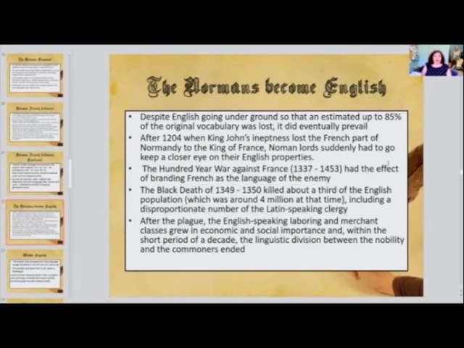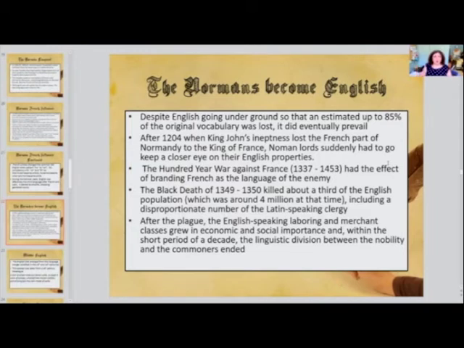But then a curious thing happens. The Normans become English, because despite English going underground and 85% of the original vocabulary of English being lost, it did eventually prevail. So in 1204, and if any of you like Robin Hood, you may have heard this story, King John, who is completely inept, loses the French part of Normandy.